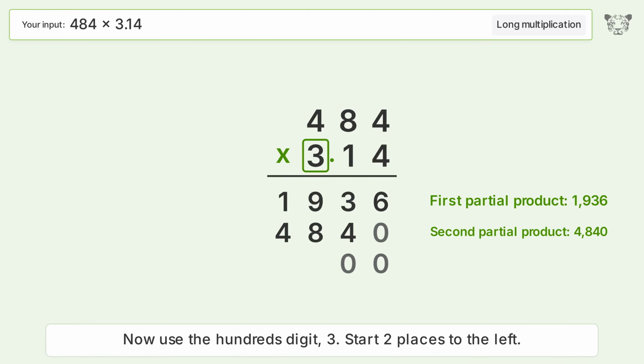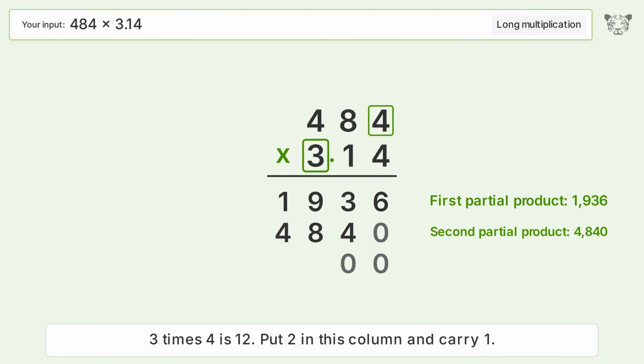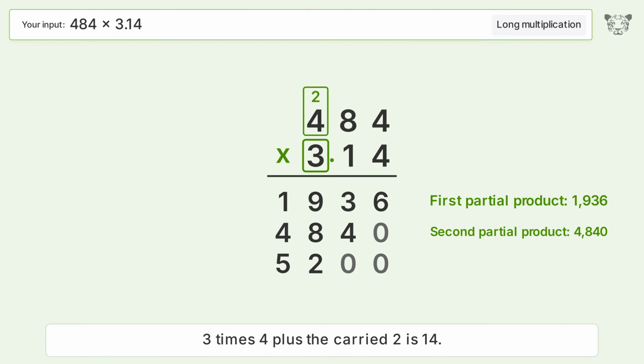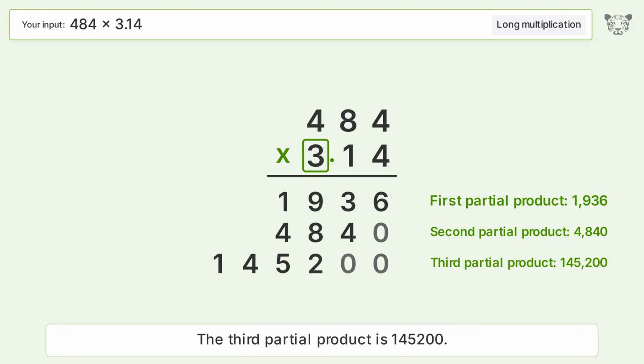Now use the hundreds digit, 3. Start two places to the left. 3 times 4 is 12. Put 2 in this column and carry 1. 3 times 8 plus the carried 1 is 25. Put 5 in this column and carry 2. 3 times 4 plus the carried 2 is 14. The third partial product is 145,200.